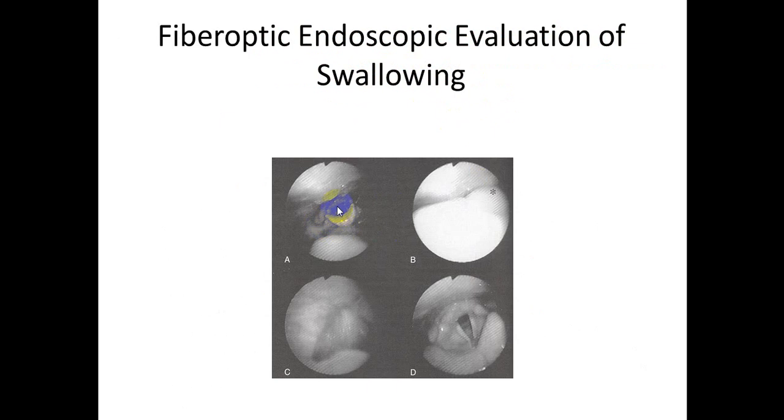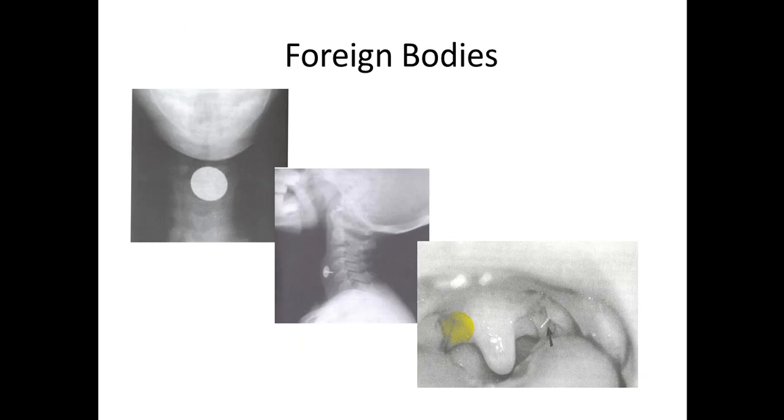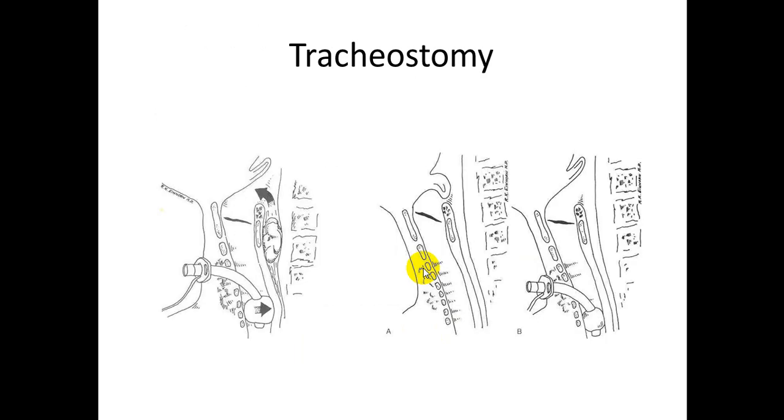Here we can see the esophagus, and this is the vocal cord. We can see the vocal cord here. Trachea. Disorders that cause dysphagia. We have foreign body. This foreign body can cause dysphagia. This commonly occurs accidentally in children.